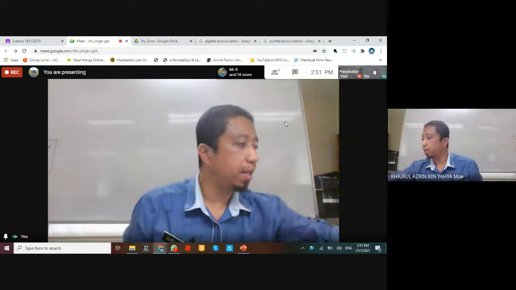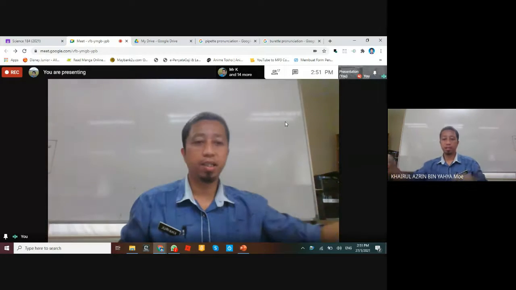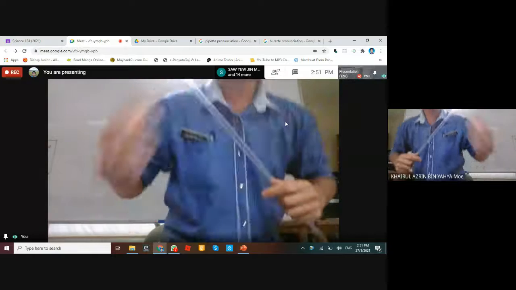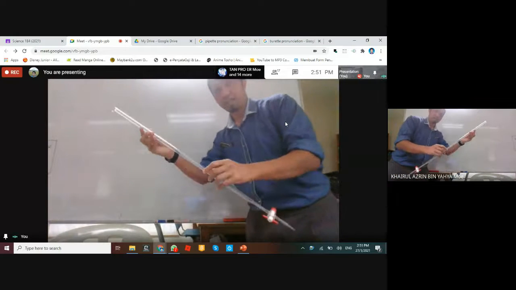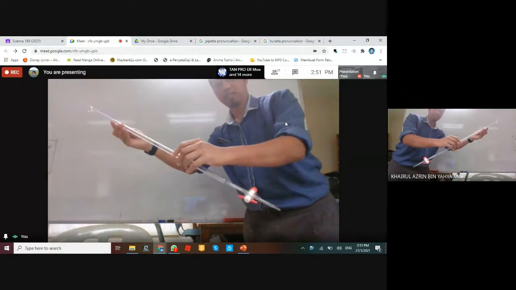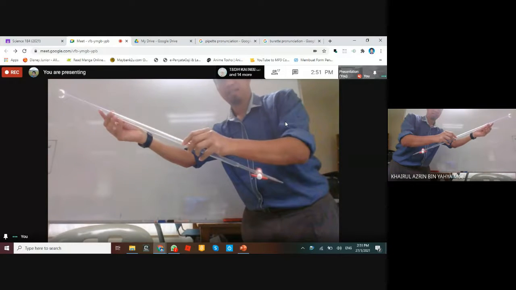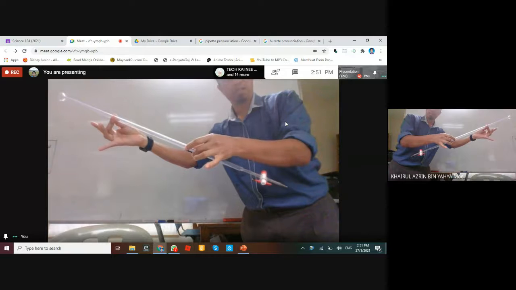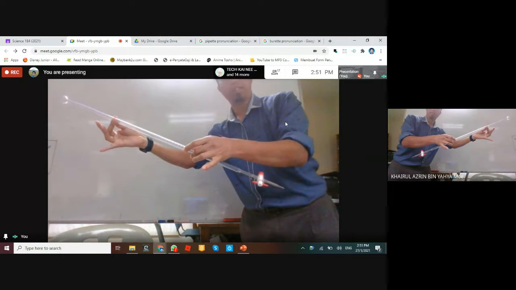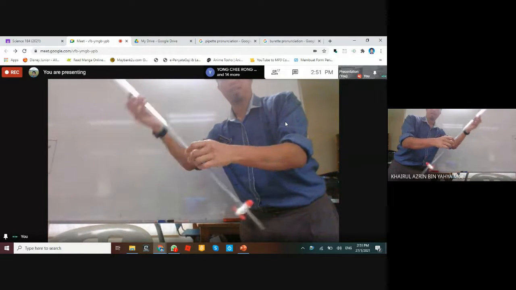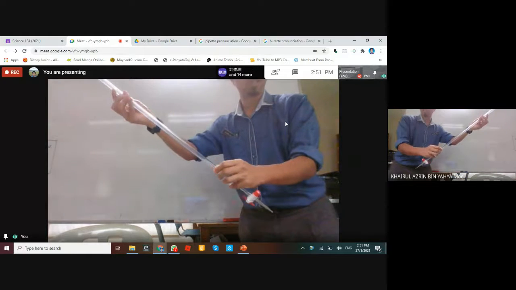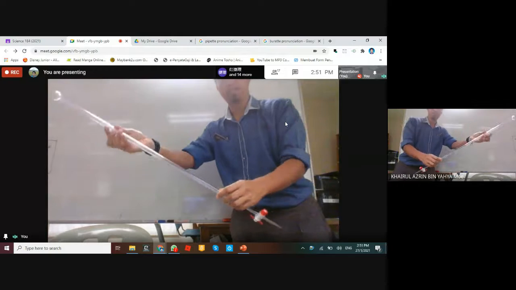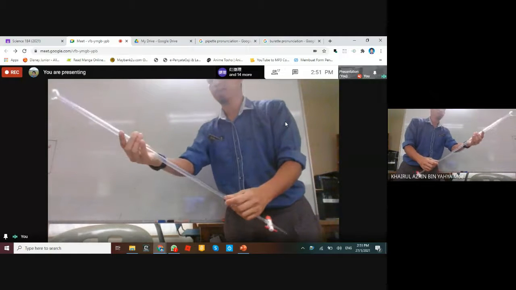And then we have this one, very long. I don't know whether it's enough in my screen or not. Let me stand up. Can you see this one? Very long. The name of this is burette. Got red color here. This is a burette, to measure the volume of liquid accurately.